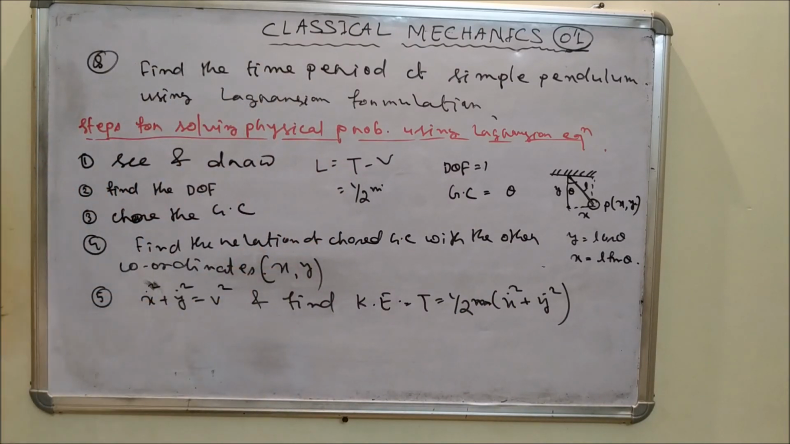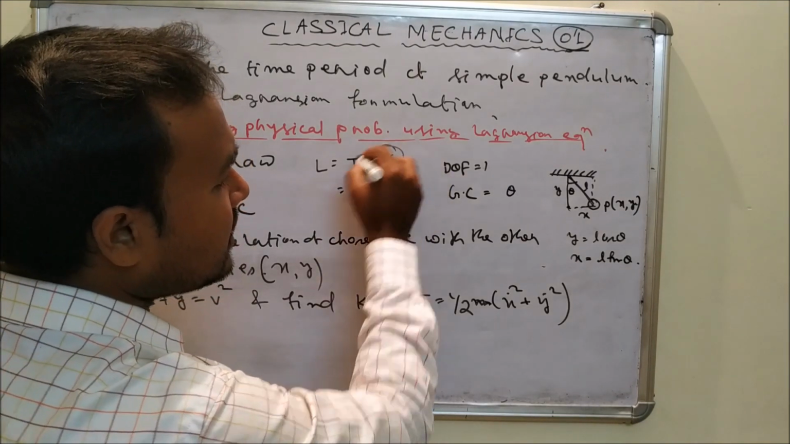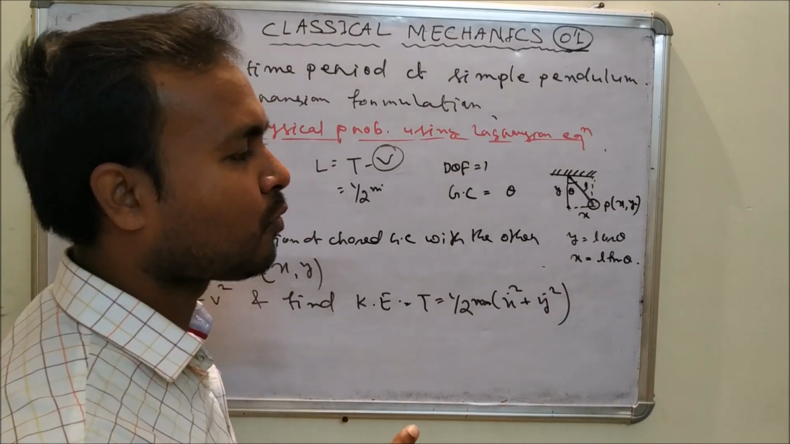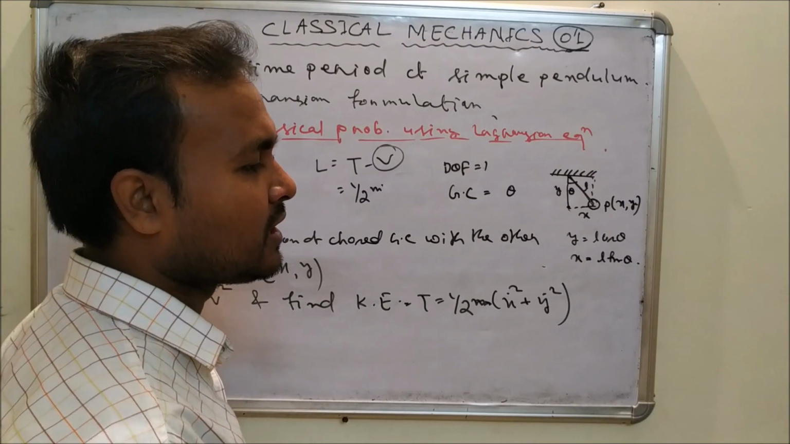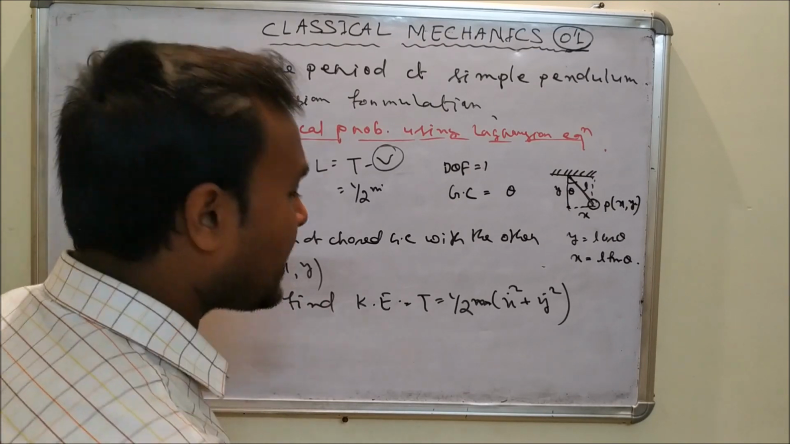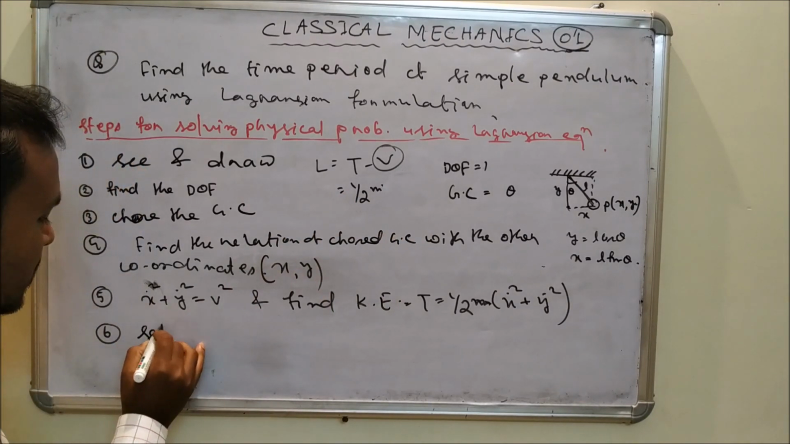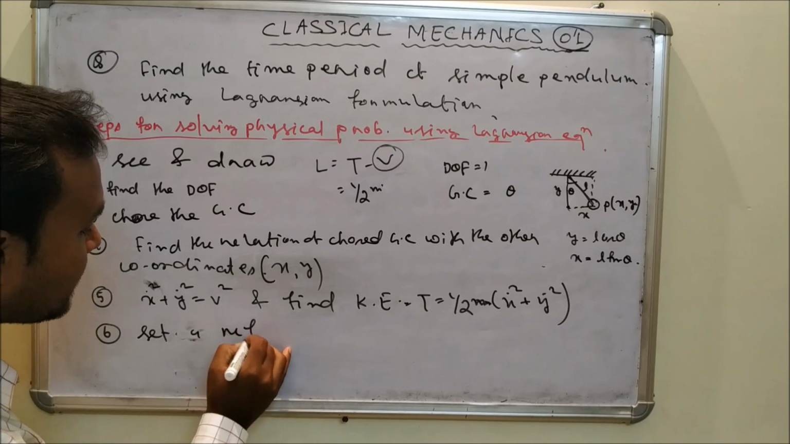Now once I have the kinetic energy, the sixth step, I have to find out the potential energy. Potential energy is always measured from a reference point. From a reference point one can measure the potential, clear? That is why I have to set a reference level of potential energy.